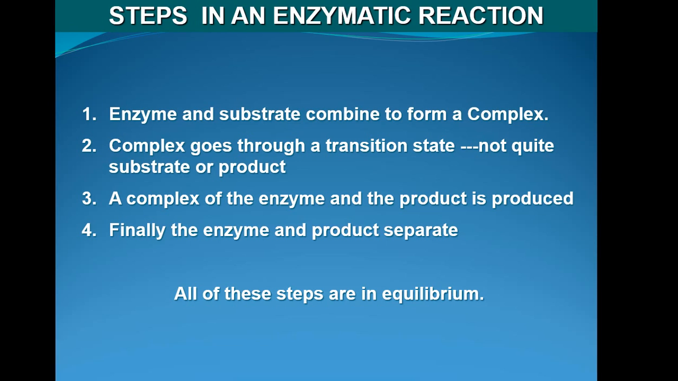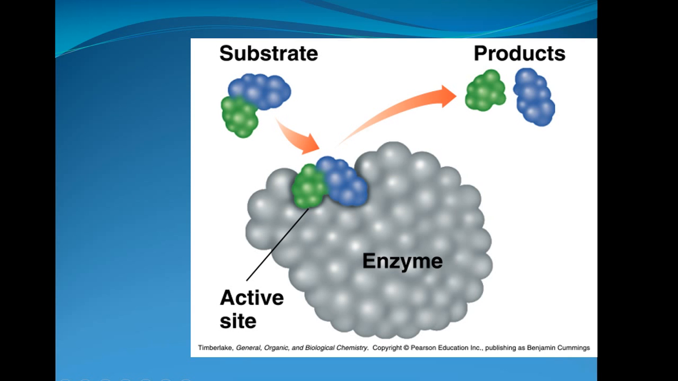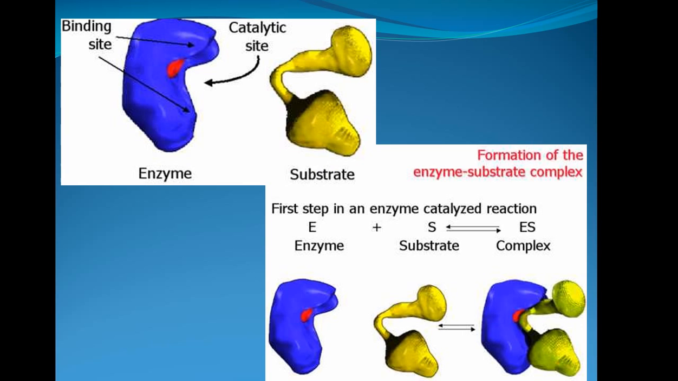And in the final step, the enzyme and products get separated. So these are the different steps in an enzyme catalyzed reaction. So all of these steps are in equilibrium. At equilibrium, you can see all these steps. So these are the important steps in an enzyme catalyzed reaction, and one must remember. So this we have already discussed.